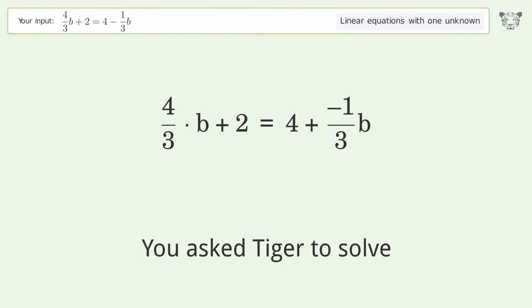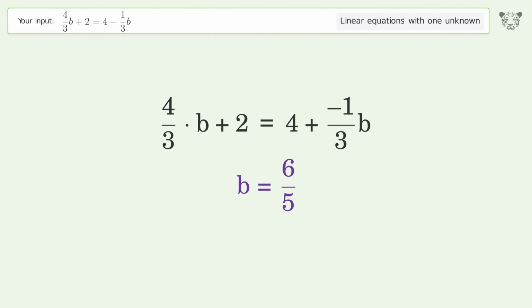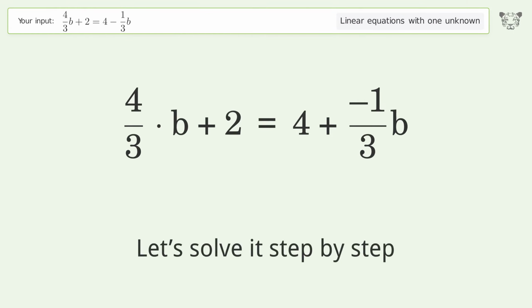You ask Tiger to solve this. It deals with linear equations with one unknown. The final result is b equals 6/5. Let's solve it step by step.